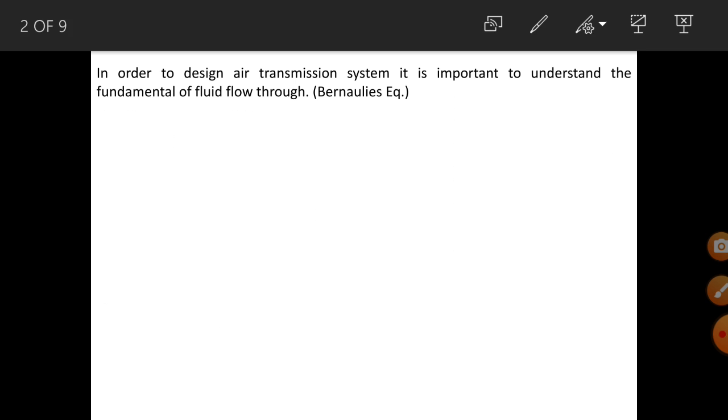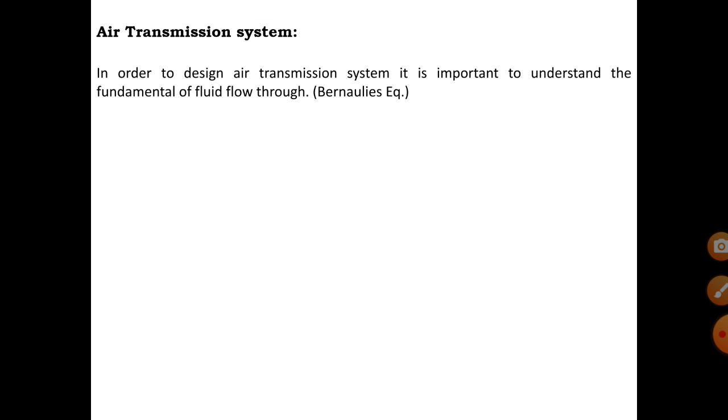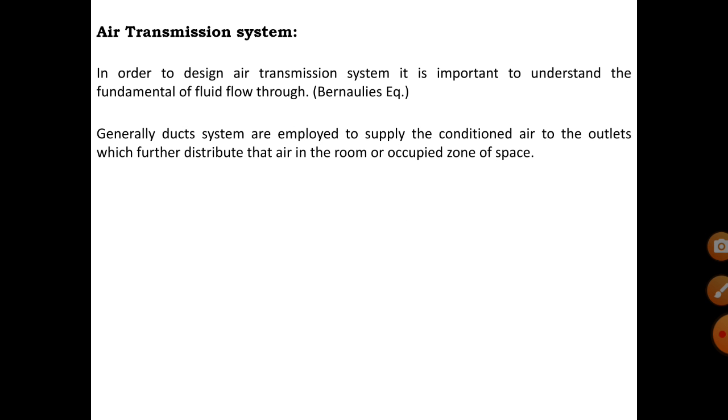To understand that, you need to deal with the fluid mechanics part, that is Bernoulli's equation. In order to design the air transmission system, it is important to understand the fundamentals of fluid flow, that is Bernoulli's equation, which can be used whenever you are going to design any air duct. Generally, ducts are employed to supply the conditioned air to the outlets, which further distribute that air in the room or occupied zone: from the conditioning plant, the air cooling plant, to the duct, and from the duct to the room. Accordingly, you will have three different sections.